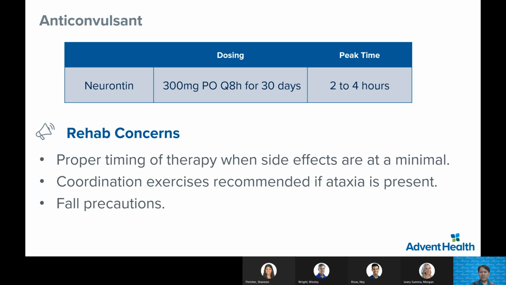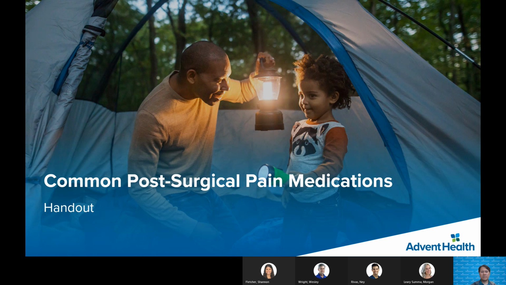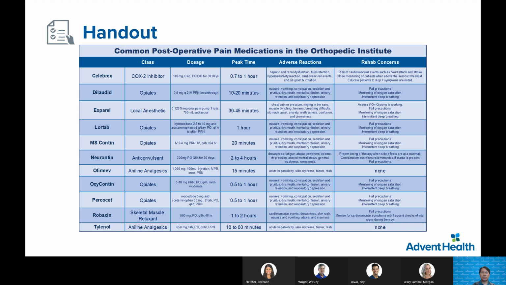So the end product of this in-service is the handout, and I'm going to make this available to our teams in the file section so you could read through this. These are the most common pain medications that we utilize here. On the first column, you could see the brand names. The second column is the drug class. Next, dosage, peak time, adverse reaction, and then the rehab concerns.